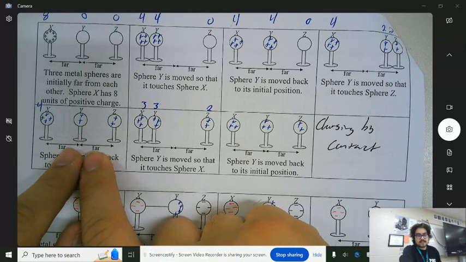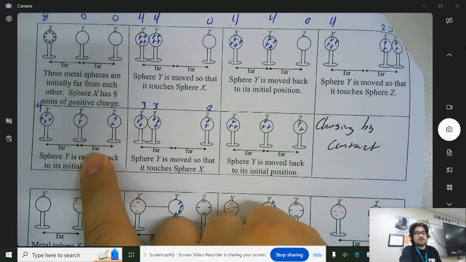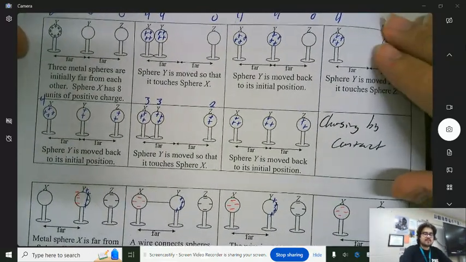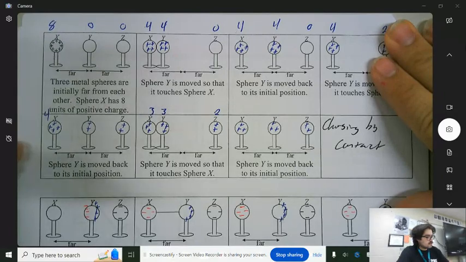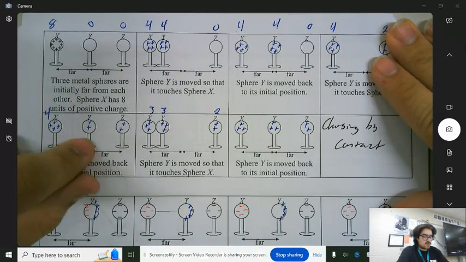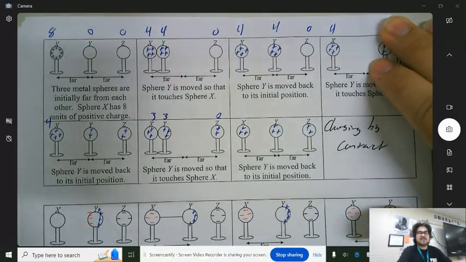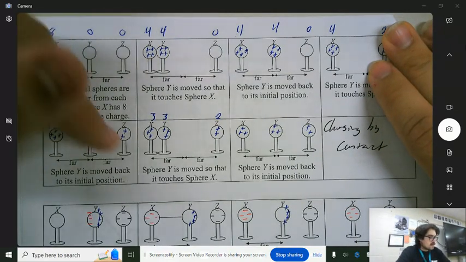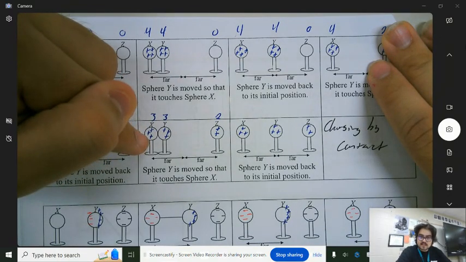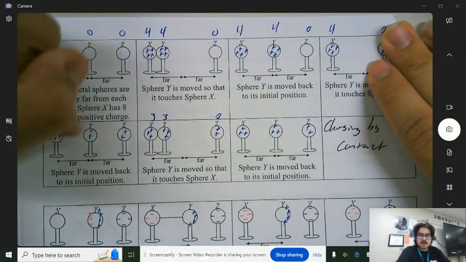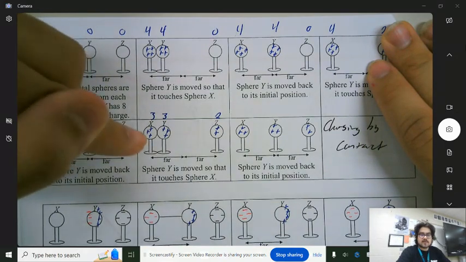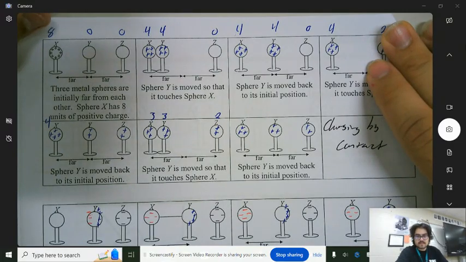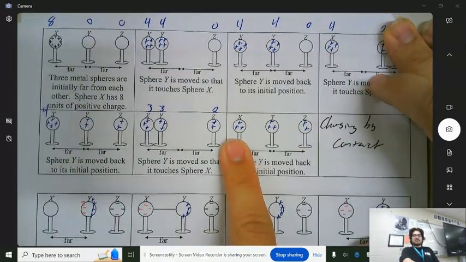Now we move sphere Y back to the middle. So now sphere X and sphere Y are going to touch again. But this time, again, they both have charge, which means they're going to divide that total charge between themselves. So you've got 4 units on sphere X, you've got 2 on sphere Y. When they touch, that's a total of 6 units of charge between them. They're going to split that down the middle. So X is going to give 1 to Y, and they're both going to have 3, okay? When we move Y back, we're left with 3, 3, and 2.